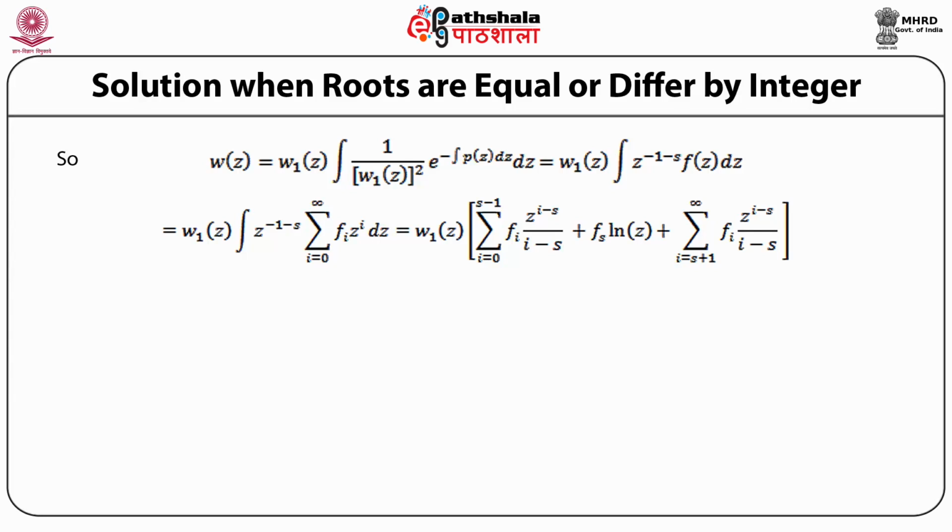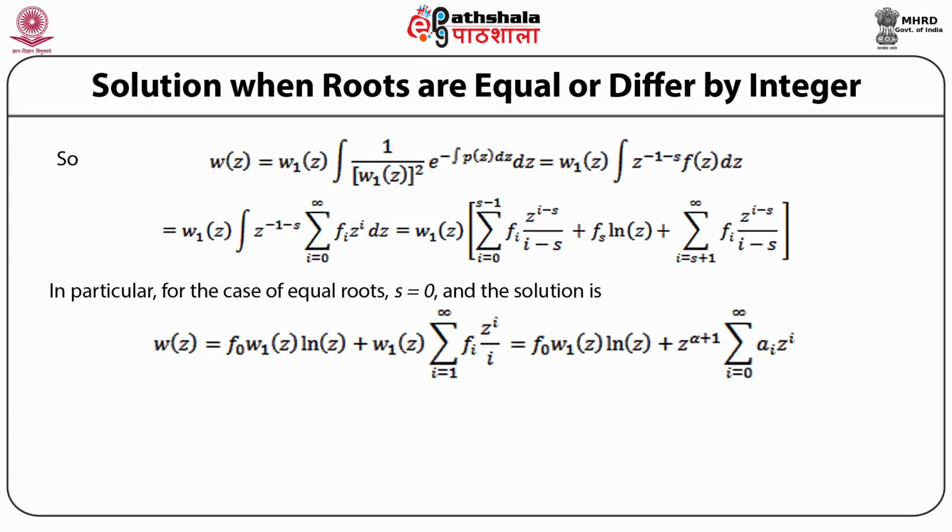Thus, w of z is equal to w1 of z within the brackets summation i going from 0 to s minus 1 f i z raised to power i minus s divided by i minus s plus f s natural logarithm of z plus summation over i going from s plus 1 to infinity f i z raised to power i minus s divided by i minus s.